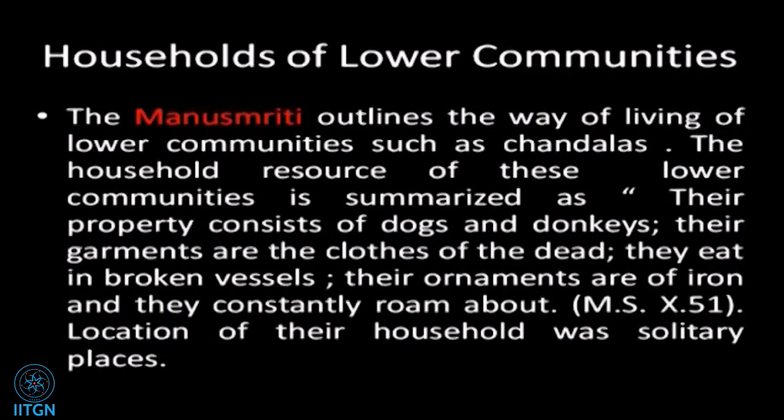I'll just read out exactly what it says. Manu is talking about the Chandalas: their property consists of dogs and donkeys. Their garments are the clothes of the dead. They eat in broken vessels. Their ornaments are of iron, and they constantly roam about. The location of the household was solitary places. Either they roam about, or in another text, they are on the fringes.